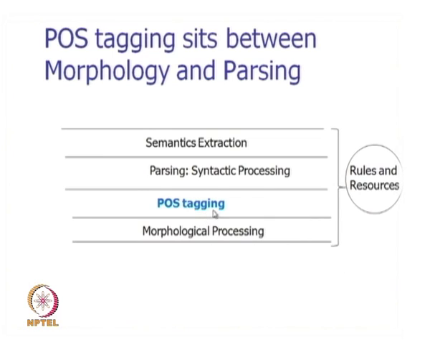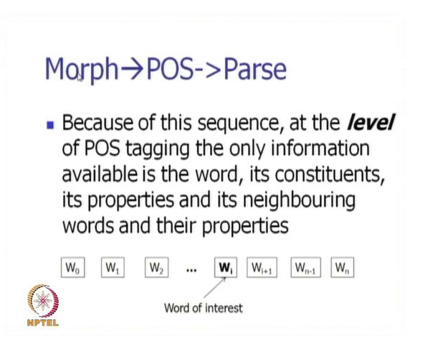At the part of speech tag level, we have to make use of only the contextual information around the word, and the morphological processing information. We cannot assume syntactic structure to be available, nor can we assume semantic information to be available. So, this chain of morph, PoS and parse produces a very fundamental and important constraint on what can be done at the part of speech tag level. Okay. So, this is our concern: what can we do at the part of speech tag level.